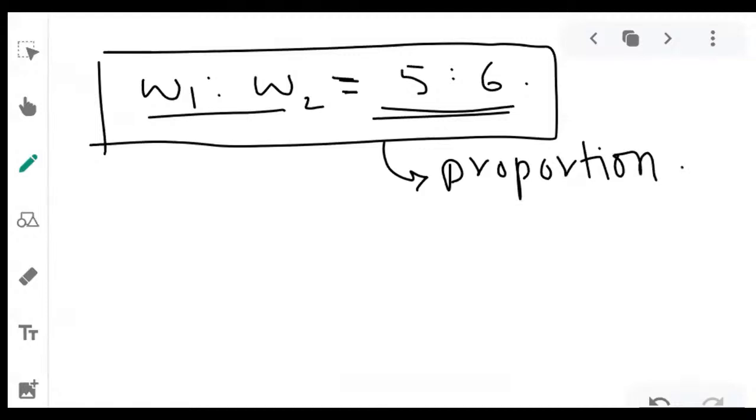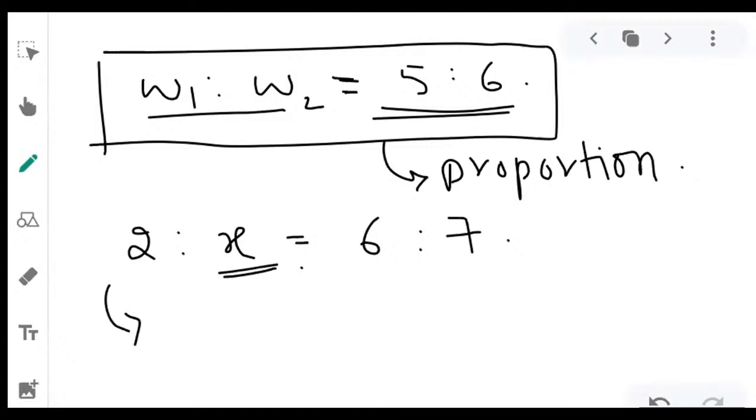Okay. When it comes to properties, this is nothing different from ratios. But what we try to do in proportions is, if I have some equation, like let's say 2:x is equals to 6:7, find out the value of x. How do you do that? For computations, we always convert the equations first into divisions. So 2 by x is equals to 6 by 7.